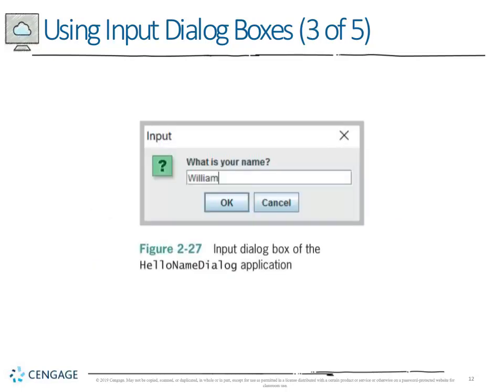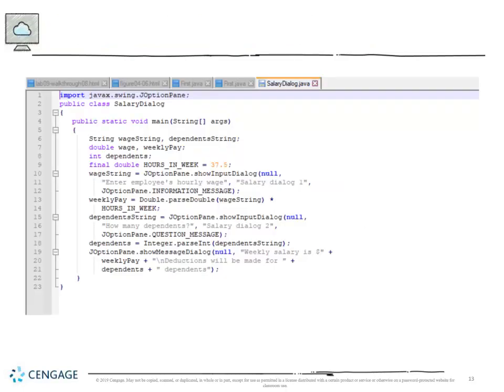So JOptionPane makes it easy to pop up a standard dialog box. So this is the output of the program, and the user input will be assigned to result. JOptionPane dot show input dialog will return an input as a string, right?